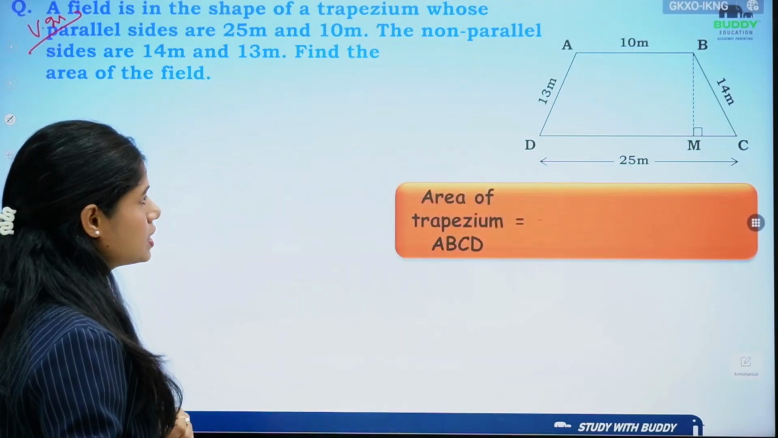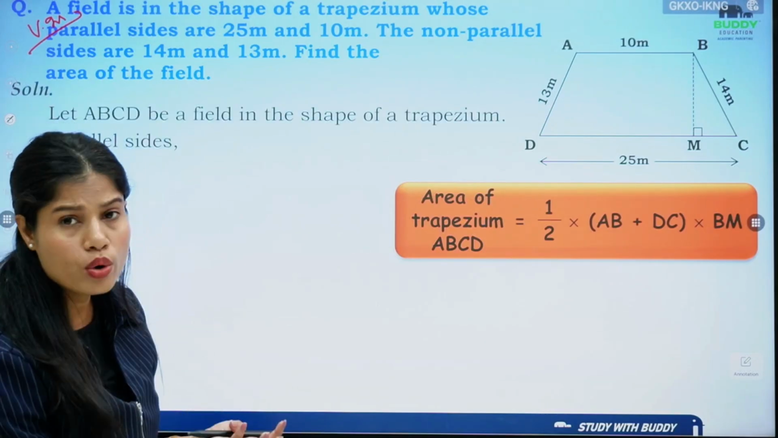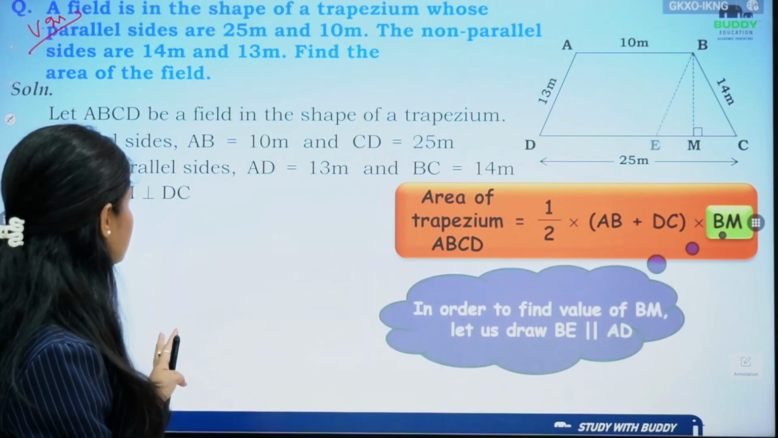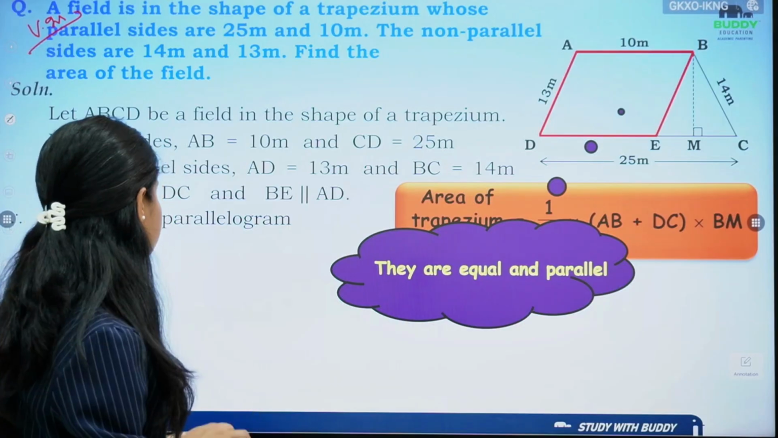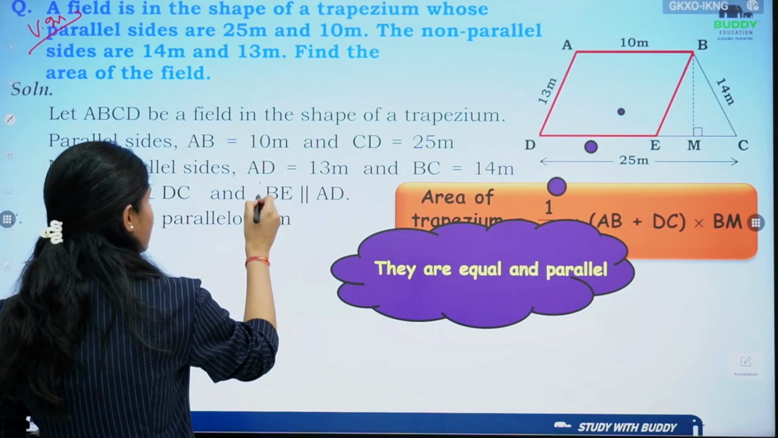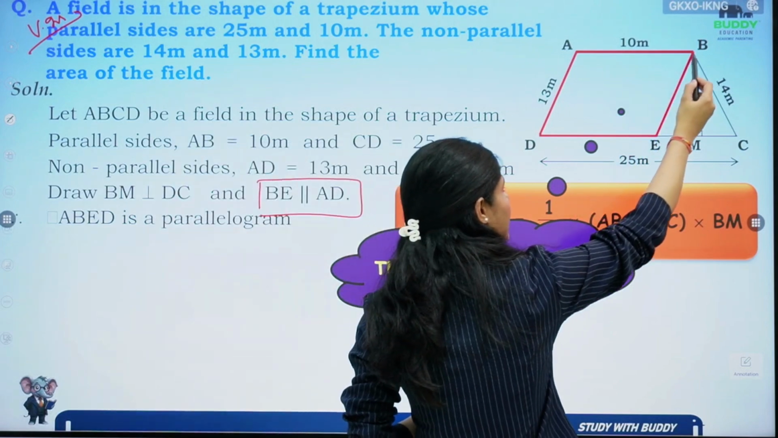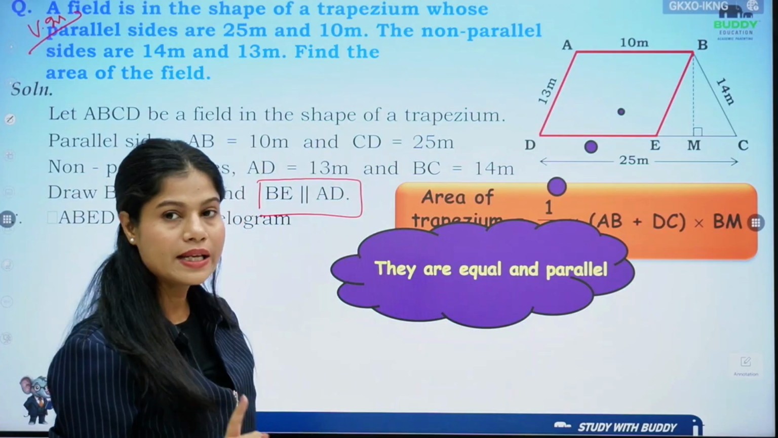Now after this, you are going to do some more construction. We'll make a parallel line. You are going to draw one line BE which is parallel to AD. This is very important.